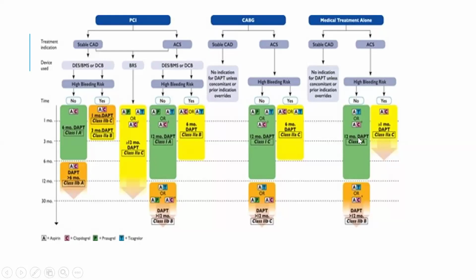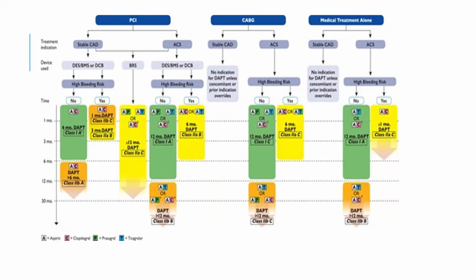The first 12 months has a class 1 recommendation, where the extended one has a class 2B recommendation. You note that, as I said earlier, you want to avoid prasugrel because it has not been shown, has not been recommended for those who want to do medical treatment.